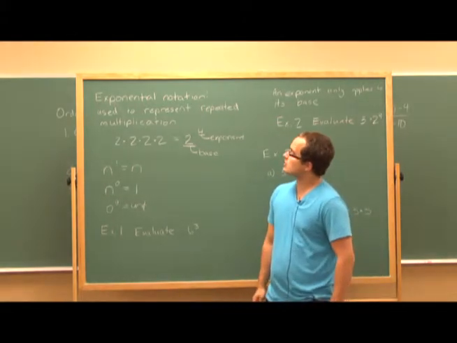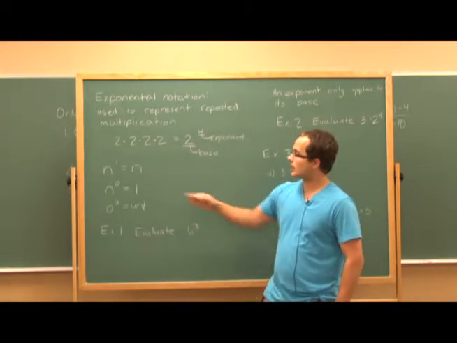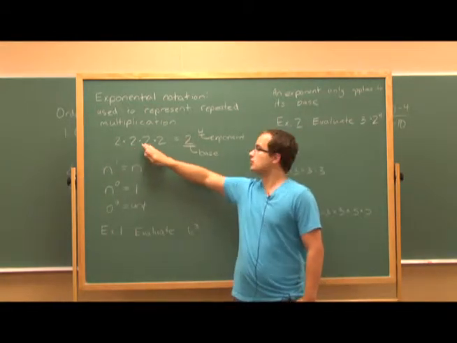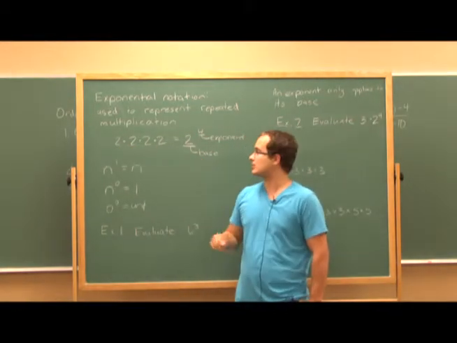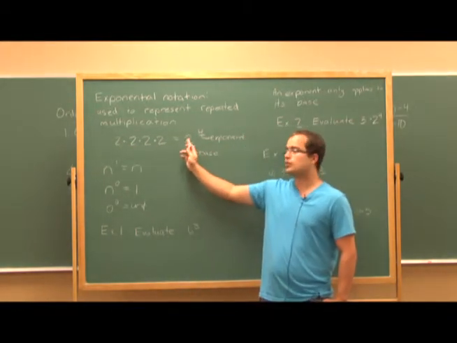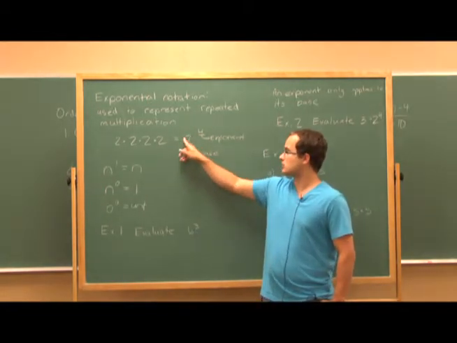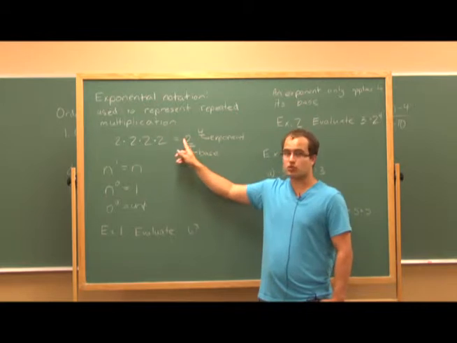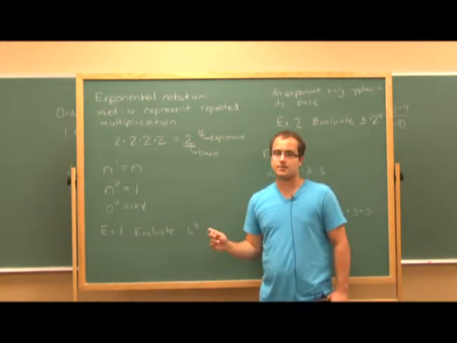Exponential notation is used to represent repeated multiplication, like 2 times 2 times 2 times 2. 2 multiplied 4 times can be represented as 2 to the 4th power. That's how it would be read. Your base, which is the large number, 2, to the exponent power, so 2 to the 4th power.